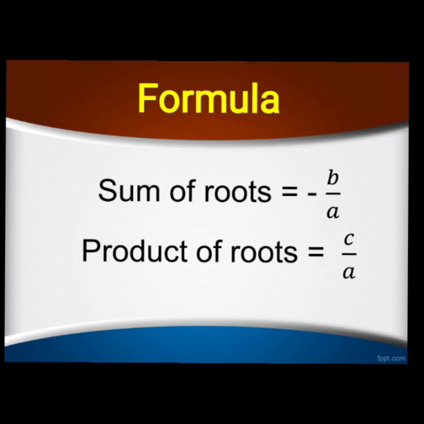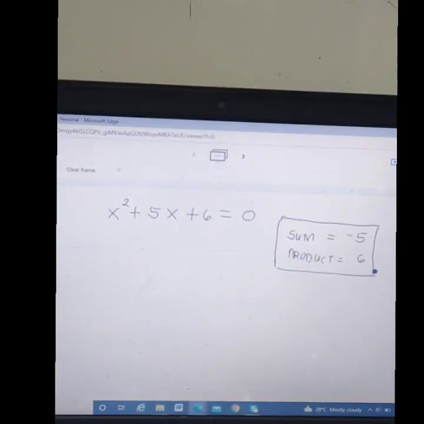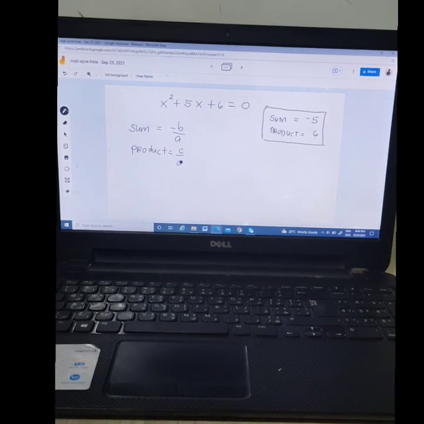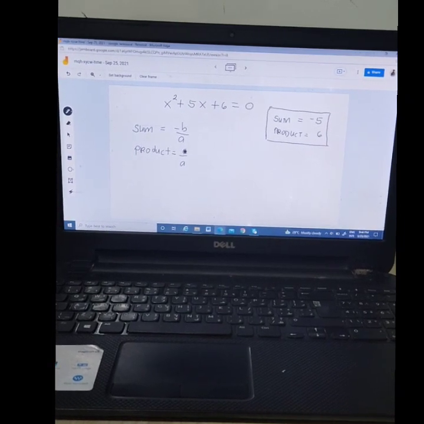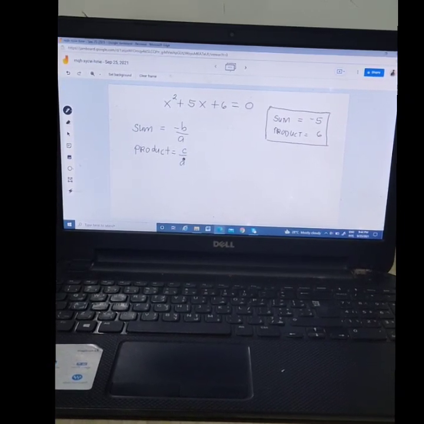To check if we will come up with the same answer, let us go back to our previous example. In our previous example, which is x squared plus 5x plus 6 is equal to 0, we came up with the sum of negative 5 and a product of positive 6. Now let us find out if we will come up with the same answer using the formula. For the sum, we have negative b over a, and for the product, we have c over a.